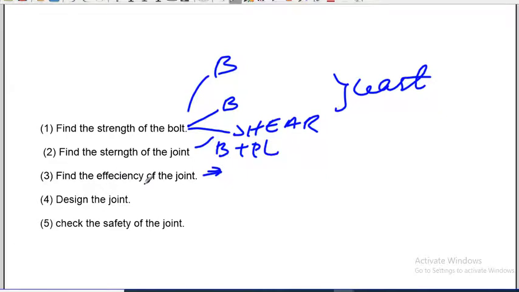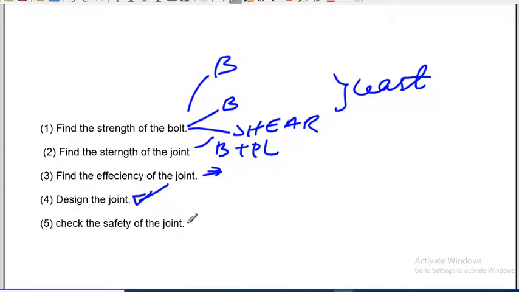Another thing is to design the joint. This is one of the practical cases which we might face on site. In designing the joint, the load will be given and we need to find out the diameter of the bolt and how many bolts are required.